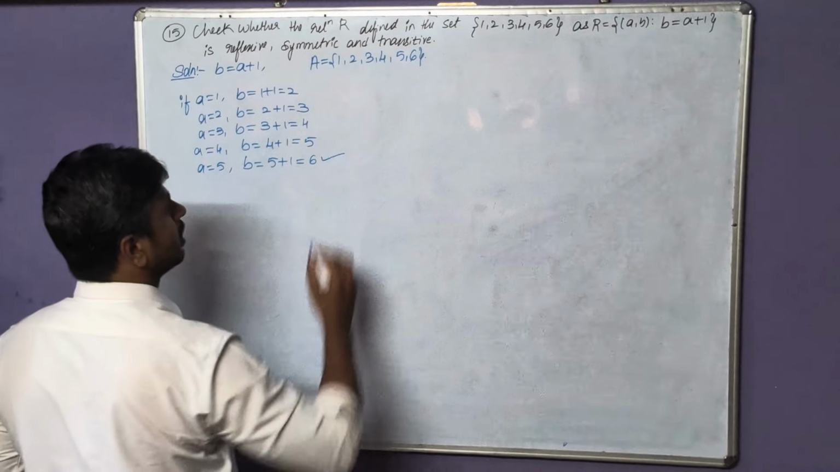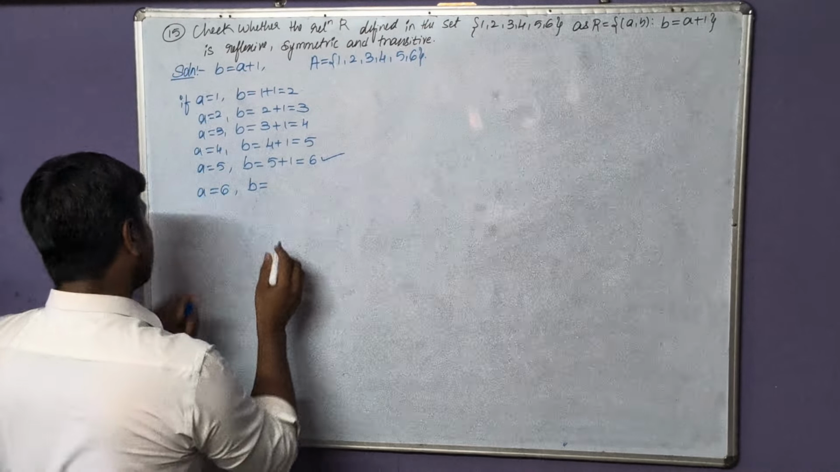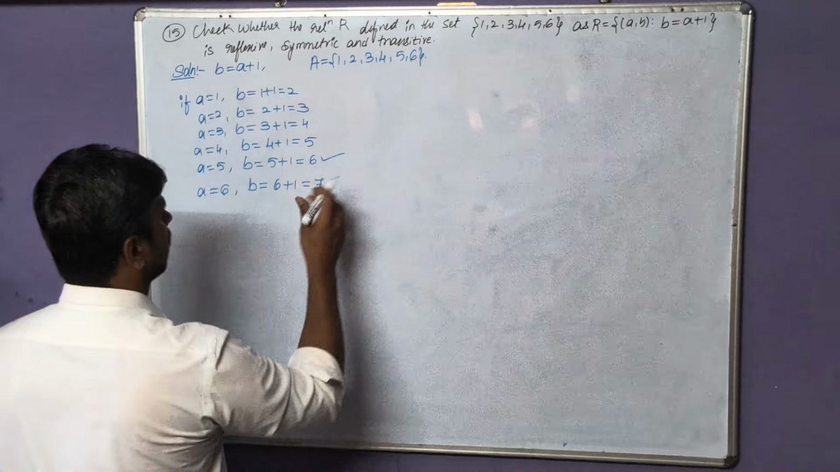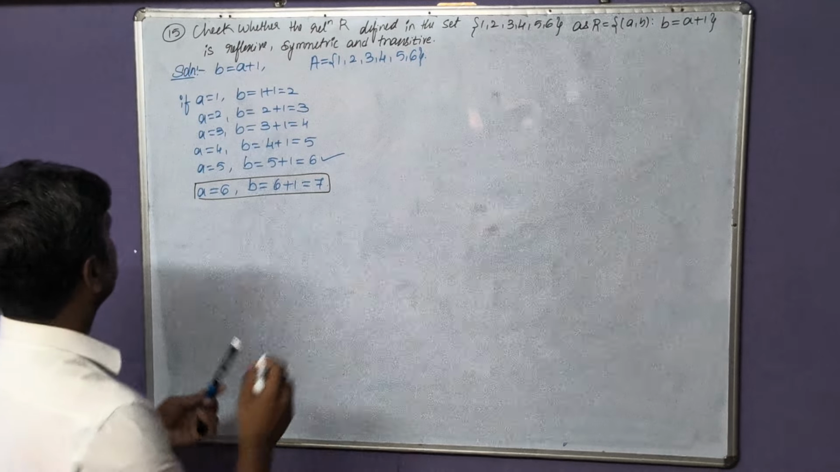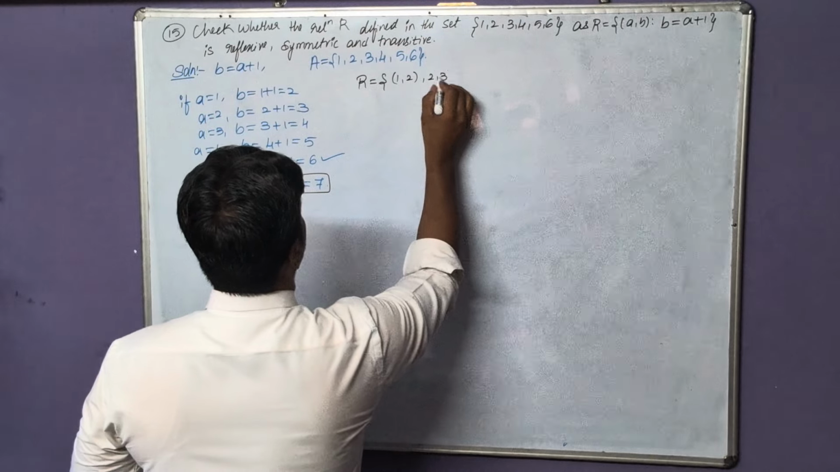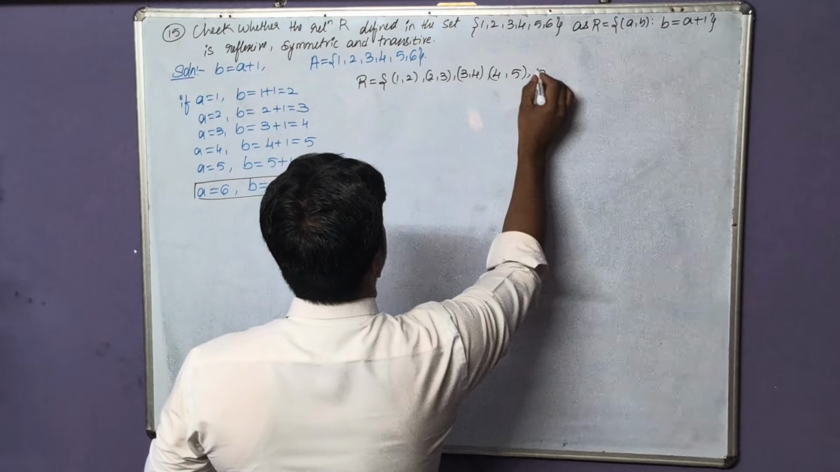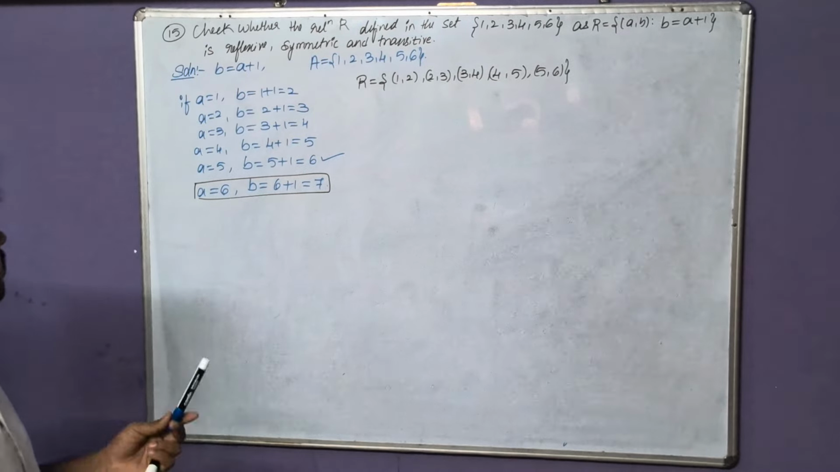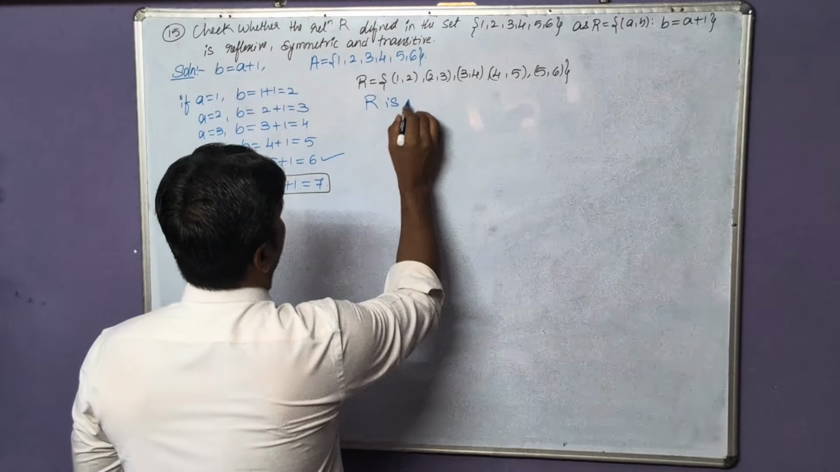See here, we have only a maximum of 6. If I take a equal to 6, we get b equal to 6 plus 1, which is 7. But this 7 is not there in the given set A. So we cannot take the value of a as 6. Clear? Accordingly, we can write the elements of relation R. What are the elements of relation R? We can say 1, 2 and 2, 3, then 3, 4, 4, 5, 5, 6. I cannot write 6, 7 because 7 is not there in the given set A. So from the given elements of the relation R, it is very clear that the relation R is not reflexive.